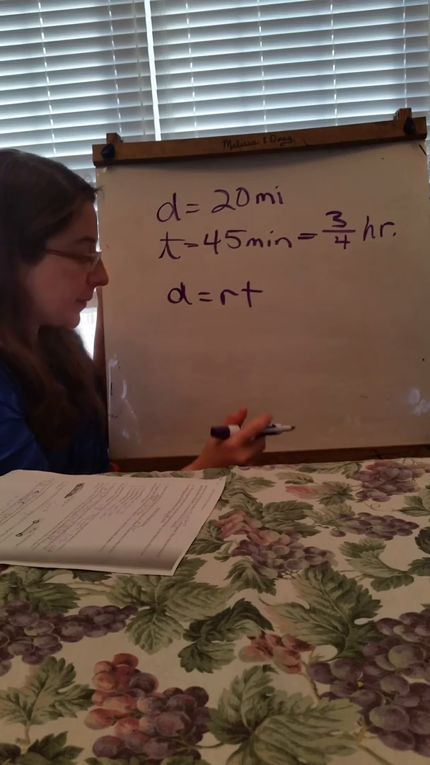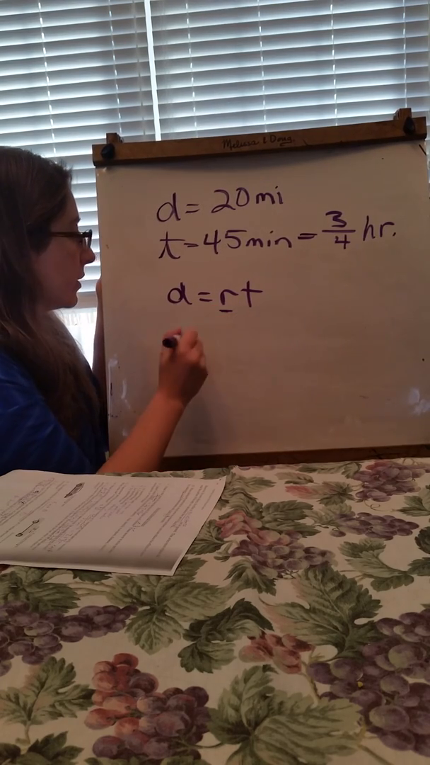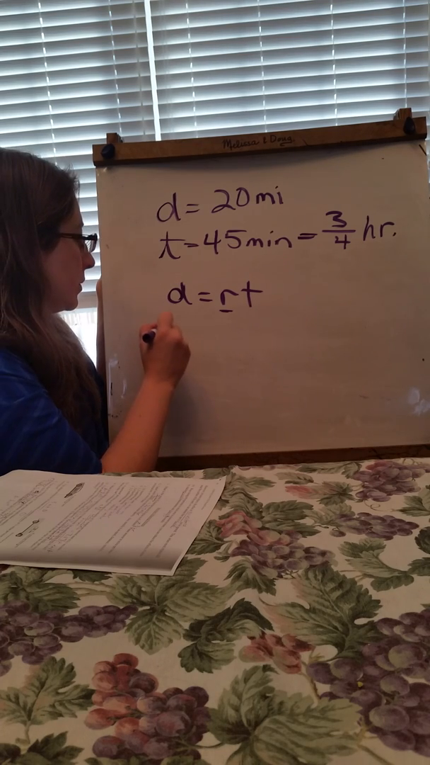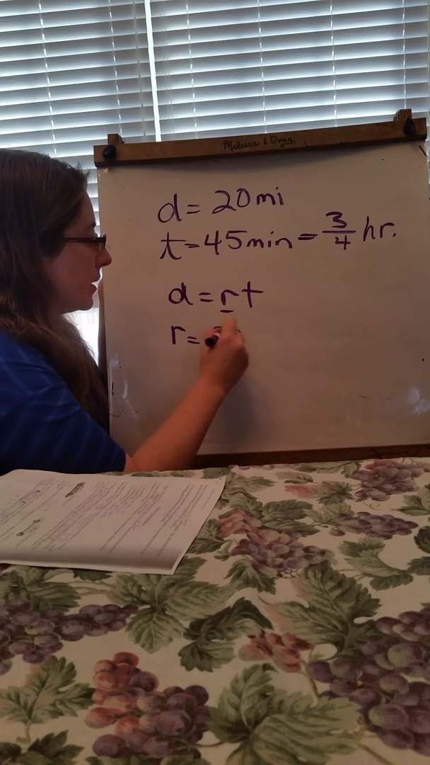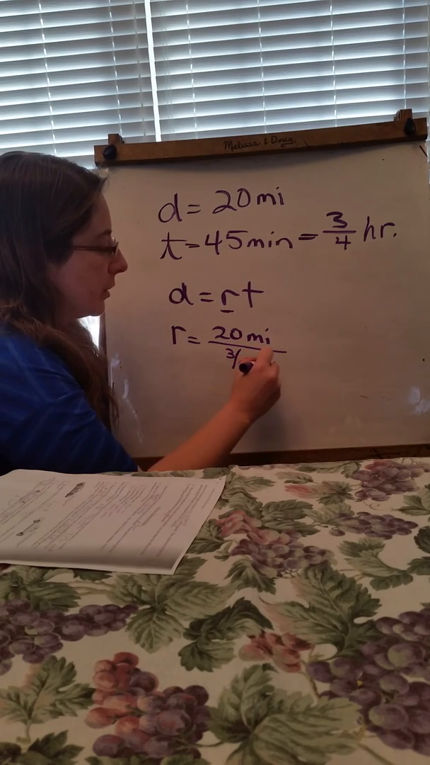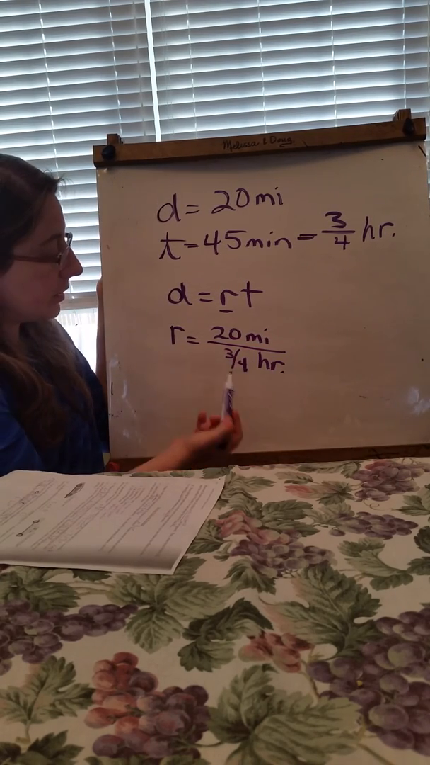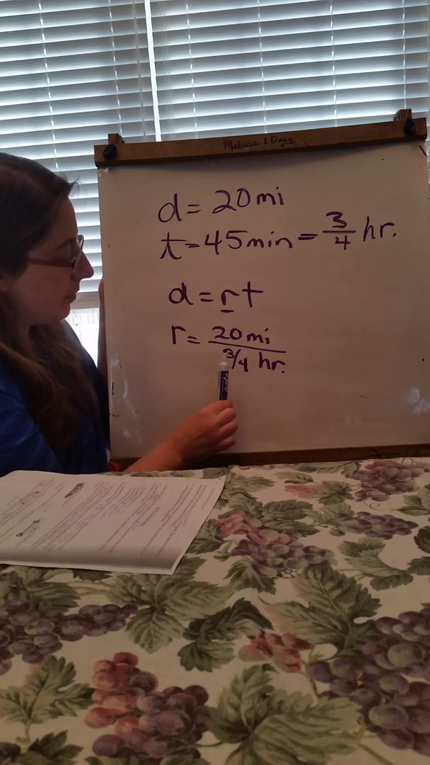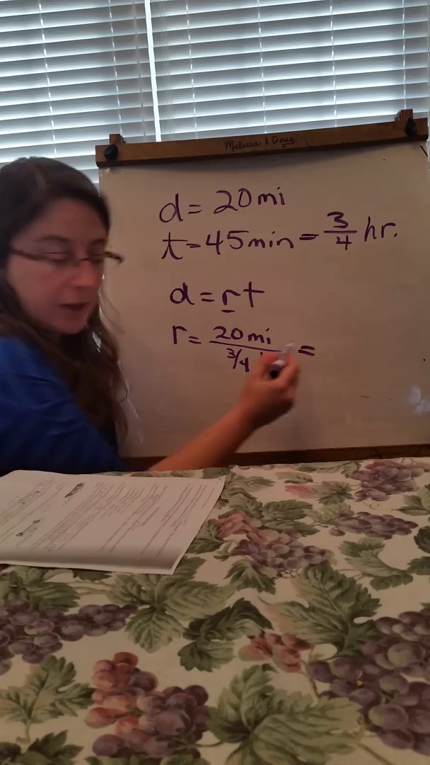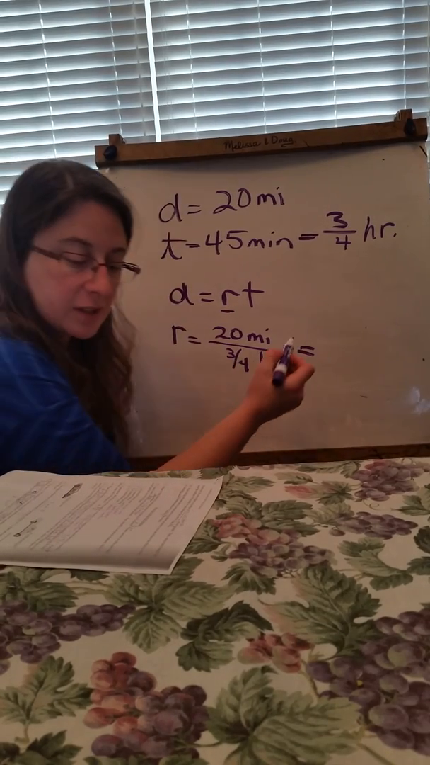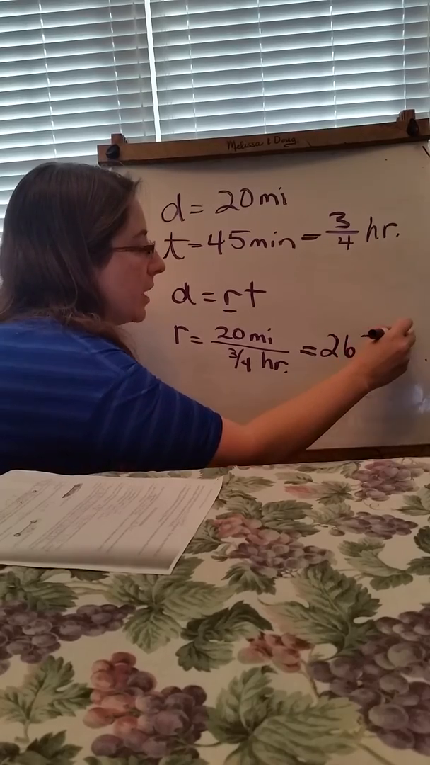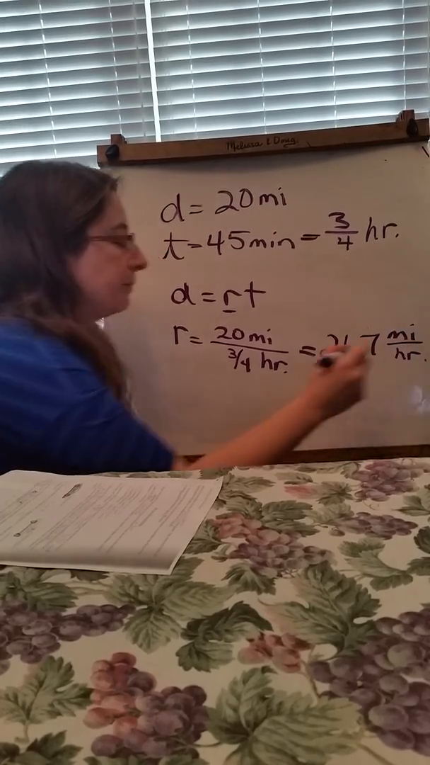We're solving for speed, which is rate here. So that will be distance divided by time. So we'll do rate equals 20 miles per 3/4 of an hour. You can plug into your calculator here, 20 divided by 0.75, for example, and you should get 26.7 or so. And that's miles per hour.